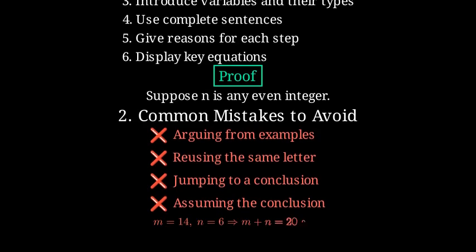Here is a quick example of a bad proof by examples. It says, if m equals 14 and n equals 6, then the sum is even. This is true, but it only checks one case, not all even integers.